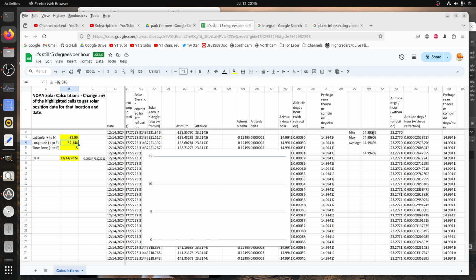And so here you can see the minimum was 14.9938. The maximum was 14.9960 something. The average was 14.99496, which is pretty close to the right ascension delta. And what about the North Pole? Here you can see there are very similar results.